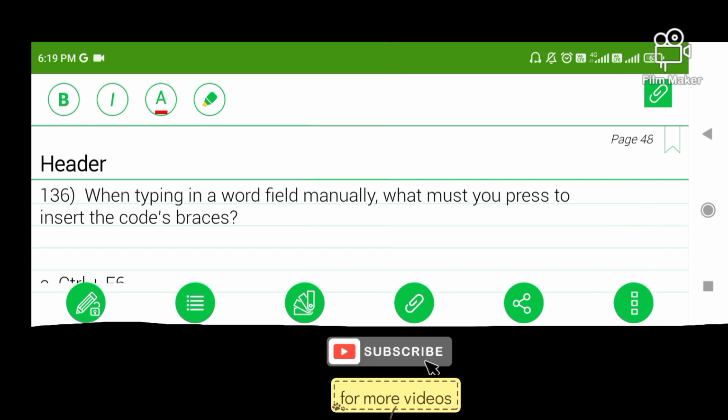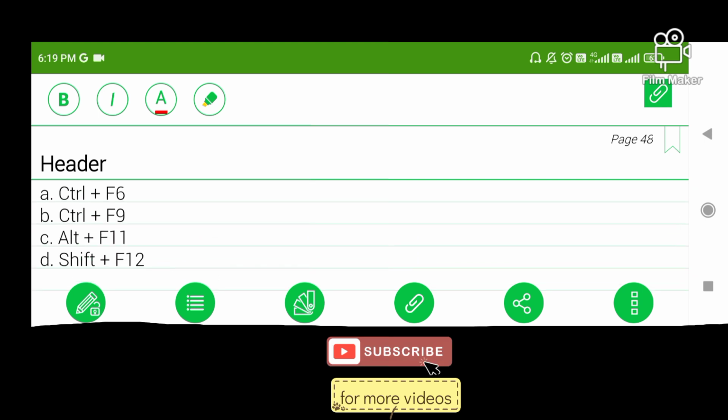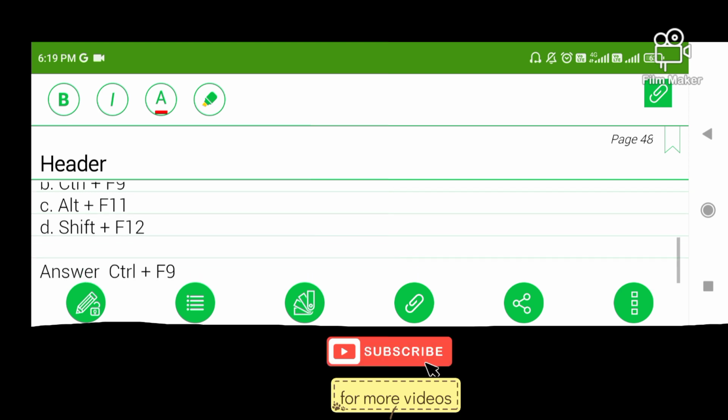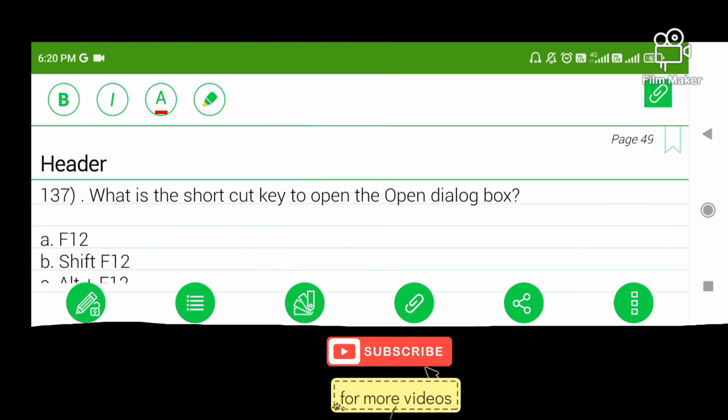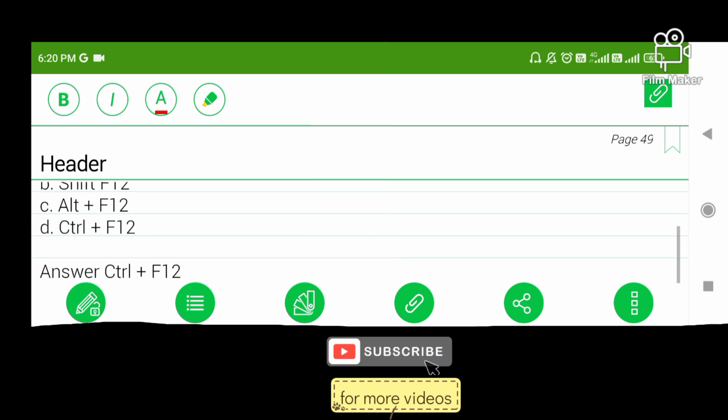136. When typing in a word field manually, what must you press to insert the code's braces? A. Ctrl plus F6. B. Ctrl plus F9. C. Alt plus F11. D. Shift plus F12. Answer Ctrl plus F9. 137. What is the shortcut key to open the open dialog box? A. F12. B. Shift F12. C. Alt plus F12. D. Ctrl plus F12. Answer Ctrl plus F12.